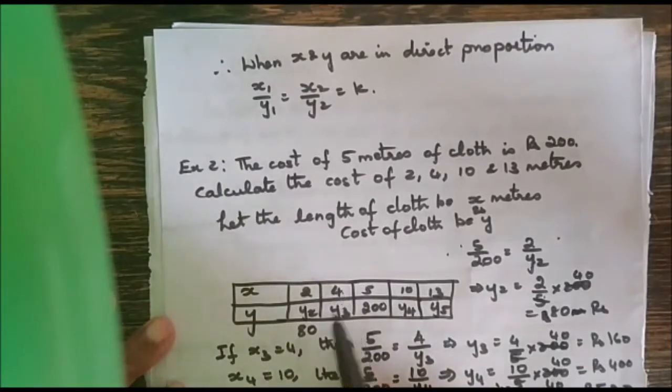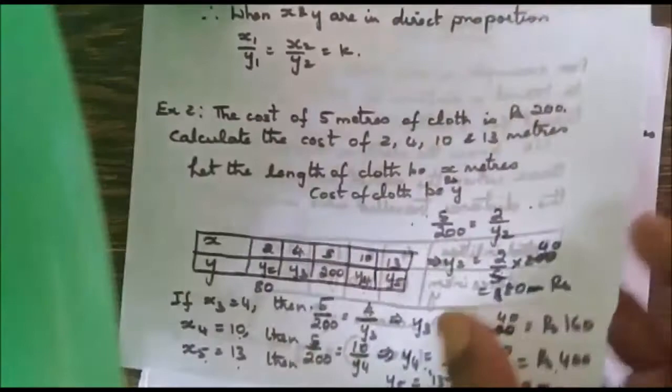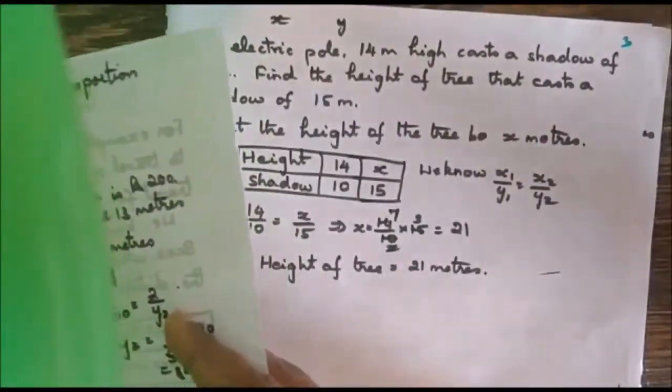Similarly, when X3 is 4, then what do you get? 5 by 200 is nothing but 4 by Y3, which implies I will keep 5 by 200 equal to 4 by Y3. I'll take my Y3 to the other side and bring all the other terms here. So 4 by 5 into 200 is nothing but rupees 160. Likewise, I will find when X4 is 10. When X4 is 10, Y4 is rupees 400. When X5 is 13, my Y5 is rupees 520, okay? I hope you got it. So when X increases, Y also increases with it. This is how we calculate for direct proportion.